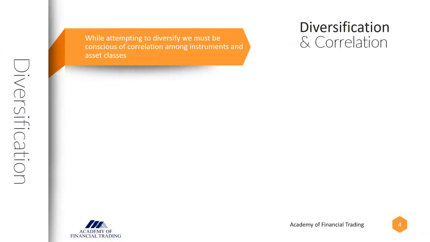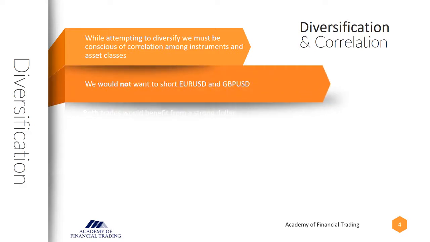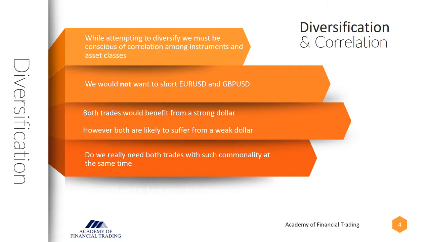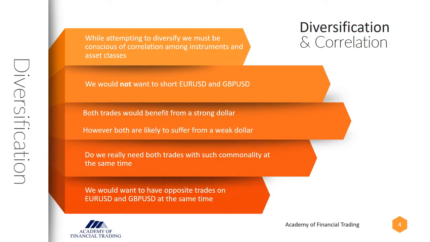So the idea of diversification is shying away from correlated markets. For example, you would not want to short or buy into the Euro USD or Great British Pound USD simultaneously. Why? Because both trades would benefit from a strong dollar. However, both are likely to suffer from a weak dollar as well. So you want to stay away from that commonality. You would not want to have opposite trades at the same time.